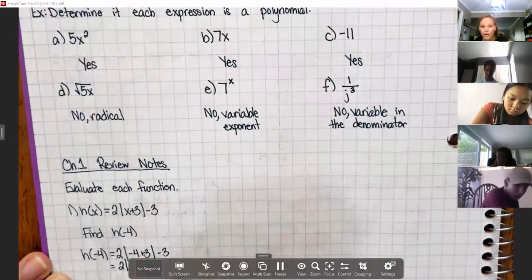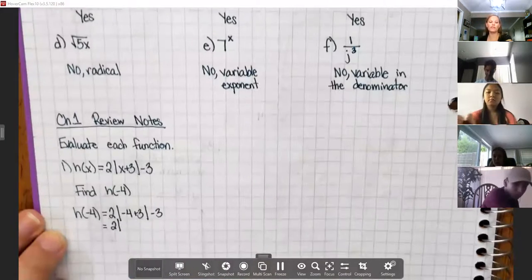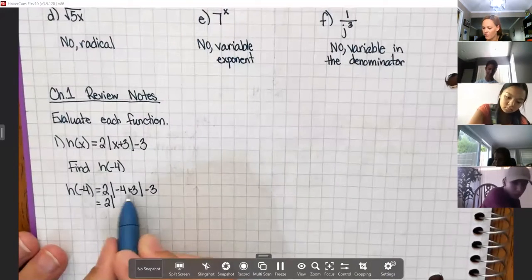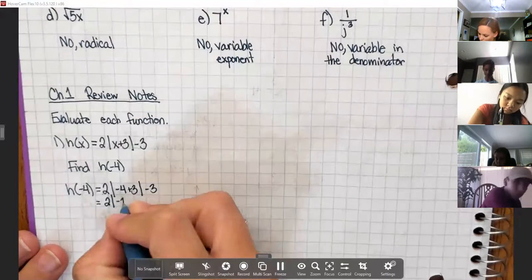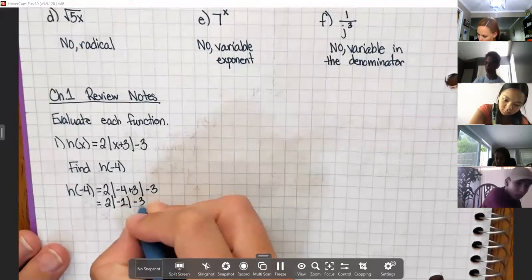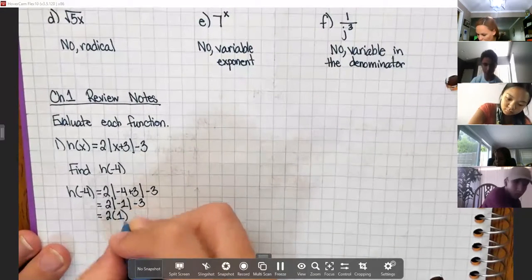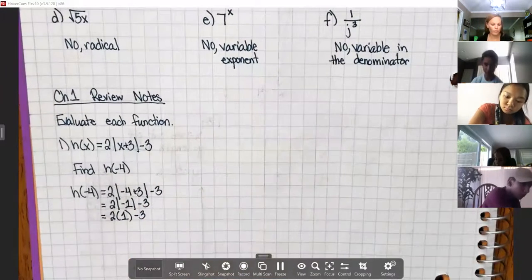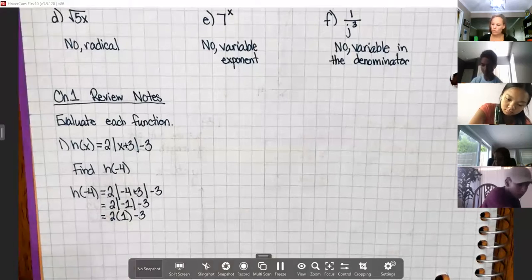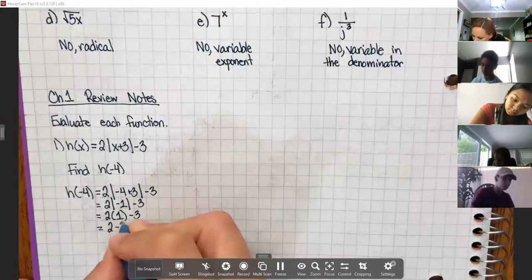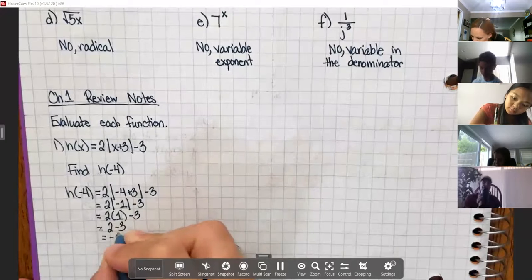So remember, you do inside your absolute value first. Even though absolute value makes everything negative, you always simplify inside there first. So negative 4 plus 3, we get negative 1 minus 3. And then the absolute value of negative 1 we know is just 1. So 2 times 1 is 2 minus 3, we get negative 1.